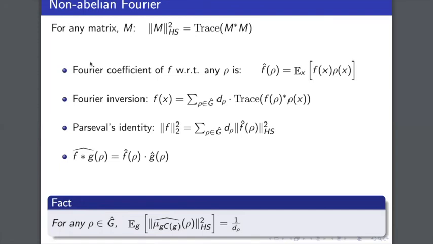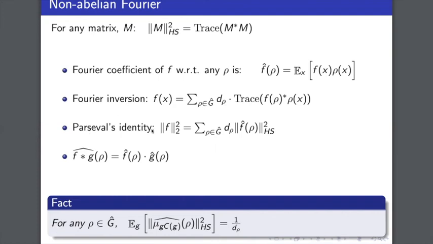And let's go over 4 very basic facts from non-abelian Fourier. So the first one is about the Fourier coefficient of f with respect to any representation rho. It is denoted by f hat of rho, and it is simply the expectation of f(x) times rho(x). So if rho is more than one dimensional, f hat of rho will be a matrix. Now let's talk about the Fourier inversion formula, which is f(x) equals, again, the sum over rho in G hat of d rho times the trace of the conjugate transpose of f hat of rho times rho of x.